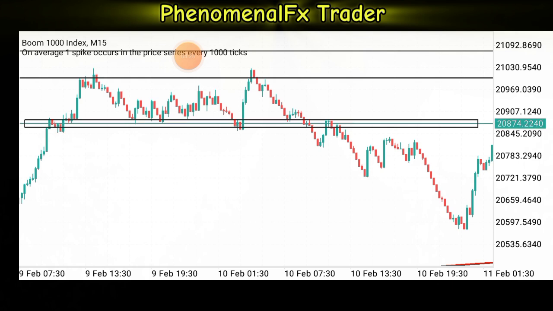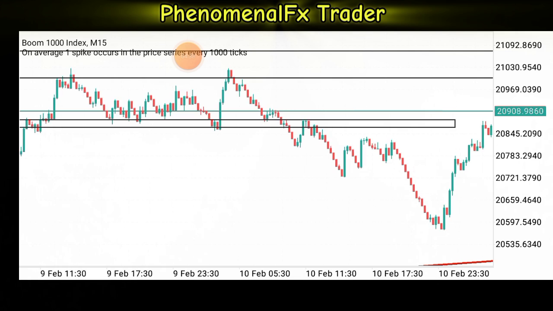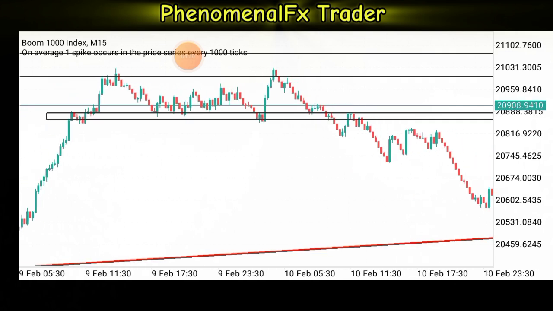All right, so you see, it's good to always check the higher time frame to confirm the breakout, without just jumping into the trade because of the little breakout you see on the lower time frame. All right, so the market spiked and I decided to wait for the market to come back.